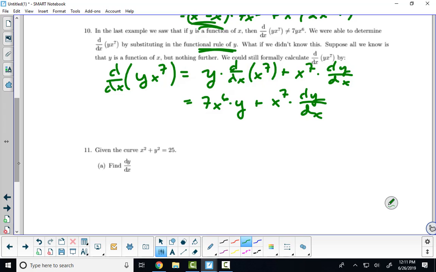So this technique right here is called implicit differentiation. This idea right here is implicit differentiation.